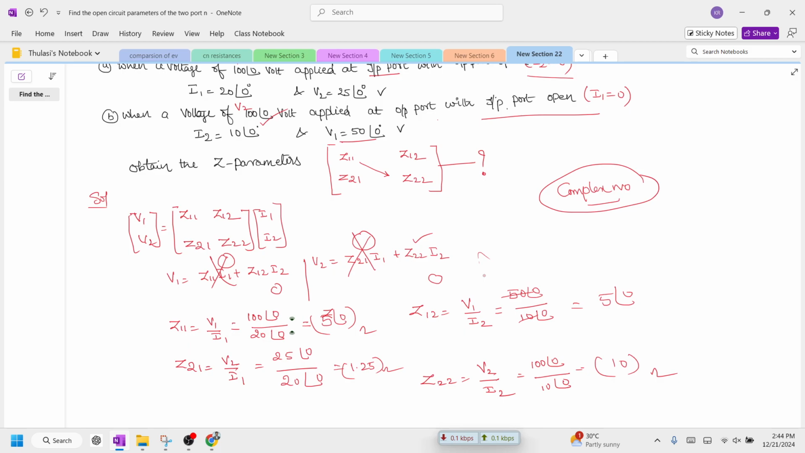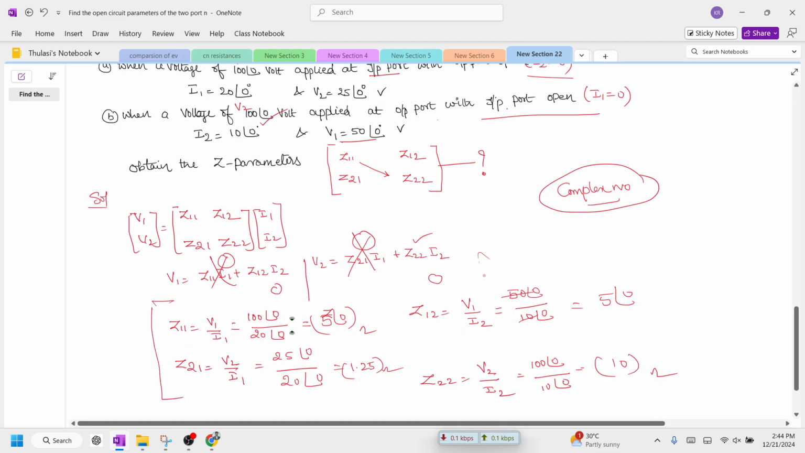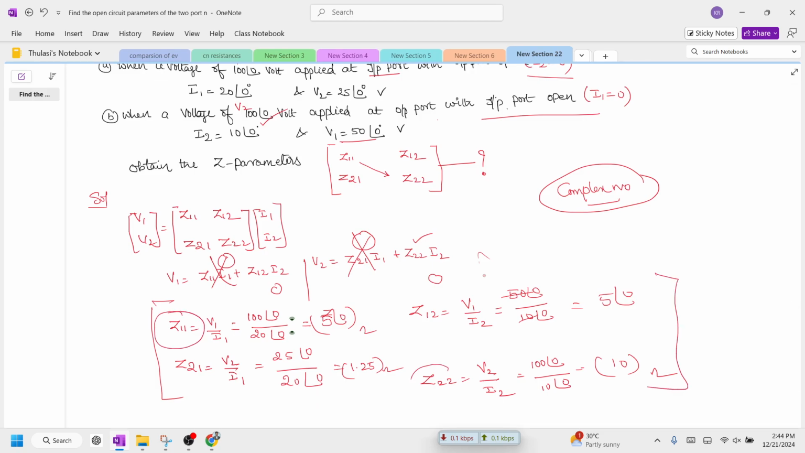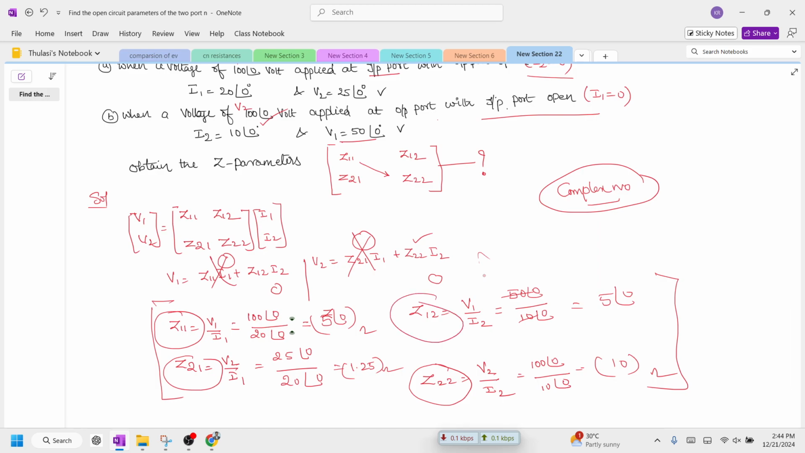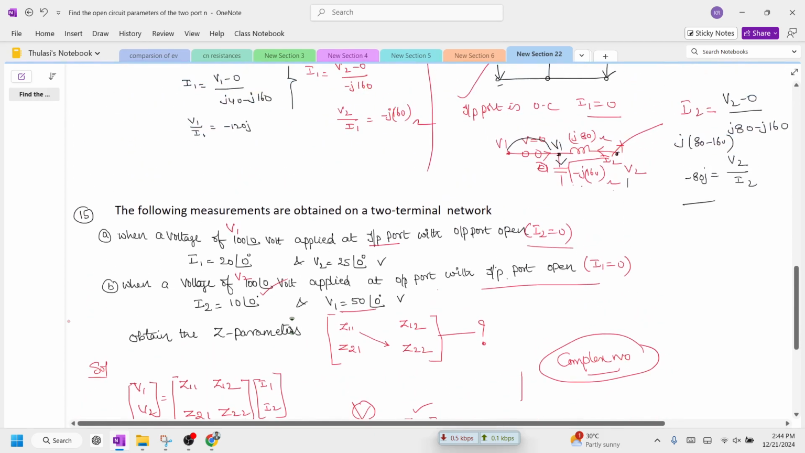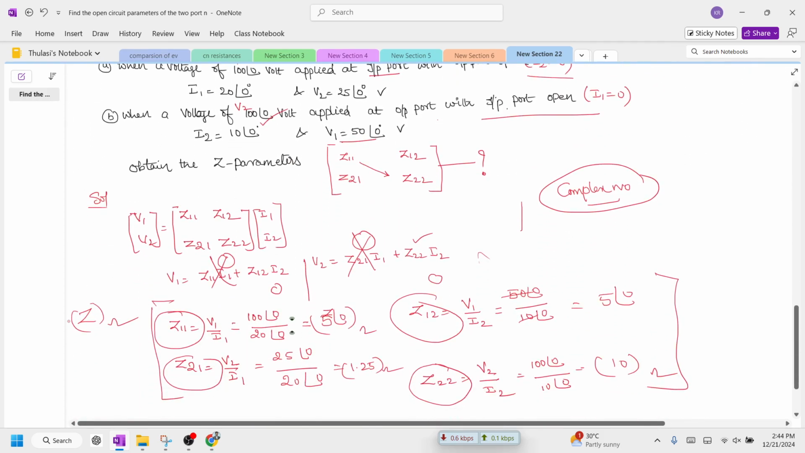By solving this, this is the resultant. This is called input driving point impedance, this is called output driving point impedance, this is called transfer impedance, and this is called reverse transfer impedance. The units are nothing but ohms. This is how to solve this problem and how to obtain the Z parameters when a question is asked in this domain. Hope you are able to understand.